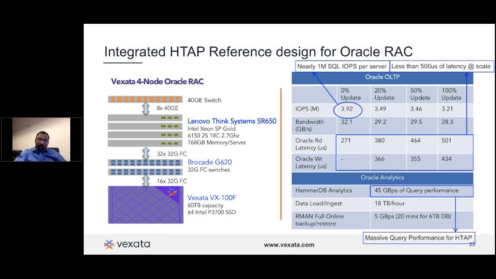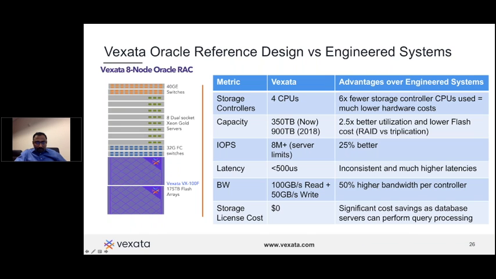And we also are able to get to massive query performance, which is what is needed for HTAP use cases. So that's the kind of performance that you see out here, and obviously it's also a single reference design that we will support. So this lends itself to comparisons against the engineered systems. So if you go to the next slide, I'll show you how we perform in comparison to the engineered systems.